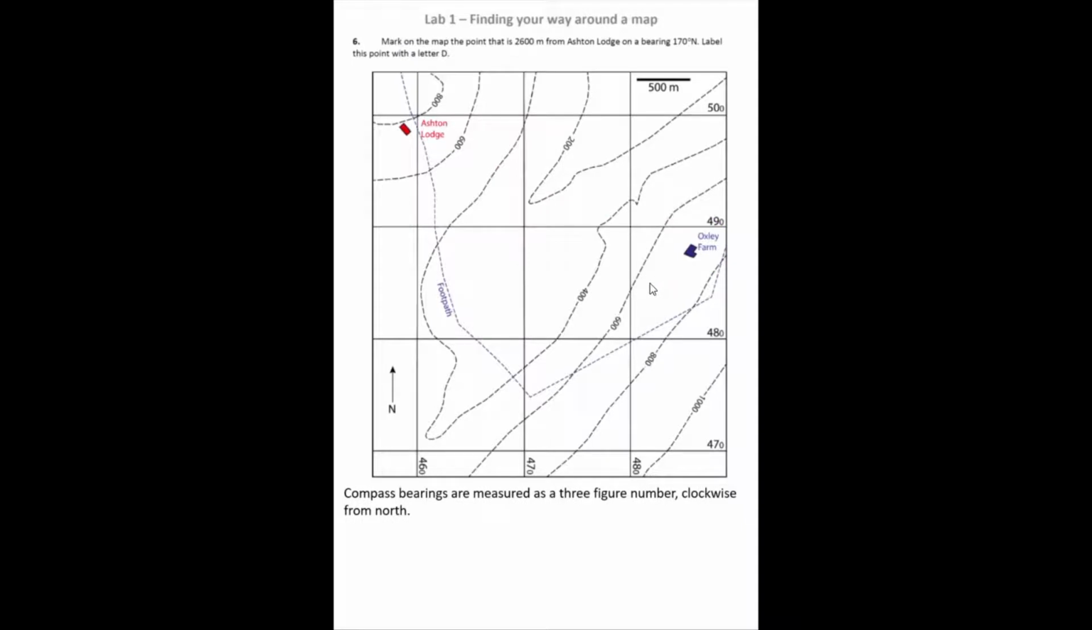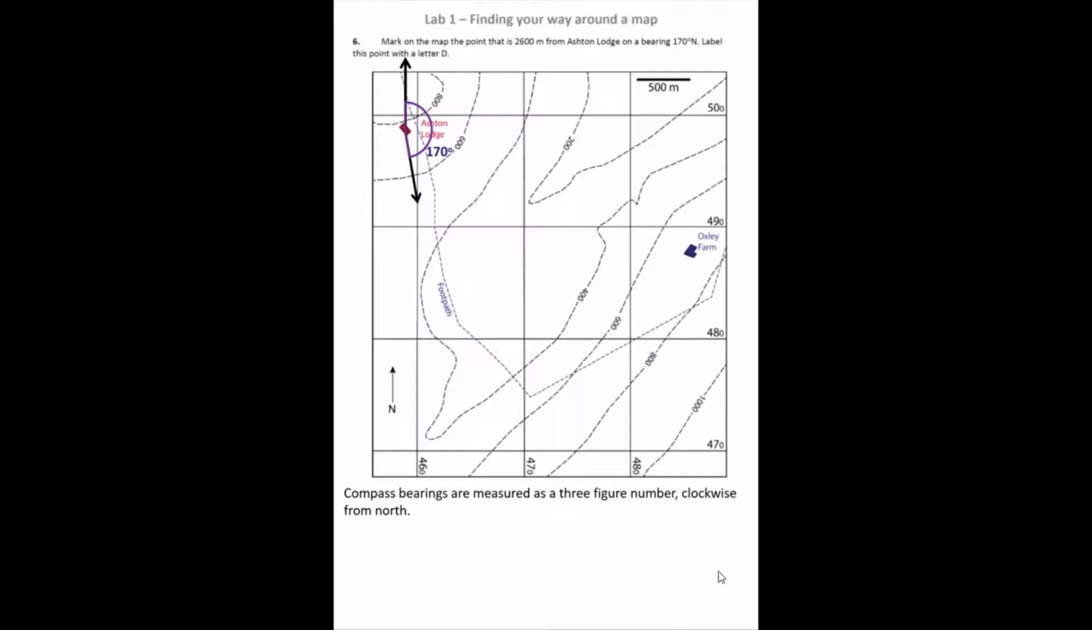This next question is asking you to mark on the map the point that is 2,600 meters from Ashton Lodge on a bearing of 170 degrees north, and to label this point with a letter D. The first thing that we need to do is figure out what direction we should be heading in, and then we can figure out how far we need to go. So again, we orient ourselves with north from our starting location, which is Ashton Lodge. Then we count clockwise around from north 170 degrees, which takes us there.